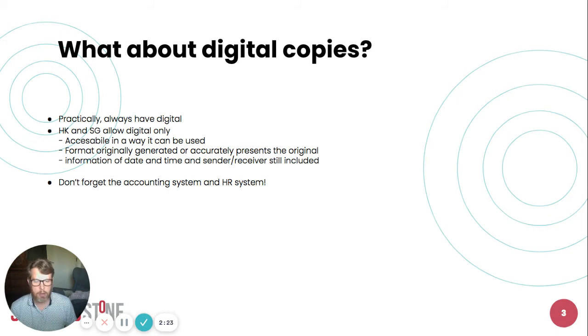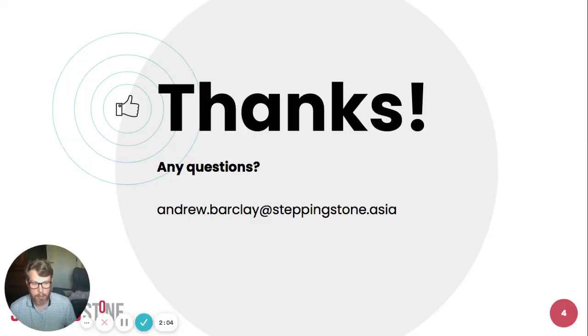Really vital, which we see some clients forget, is that your accounting system and HR system also need to be maintained. So if you close a company, you might need to shut down your accounting system. Well, you need to export out of it your key accounting records, and the same on your HR system. That's it. It's quite a broad topic, but it's similar in most jurisdictions.